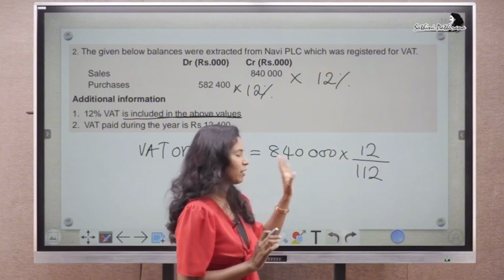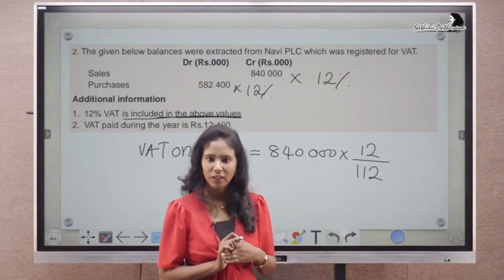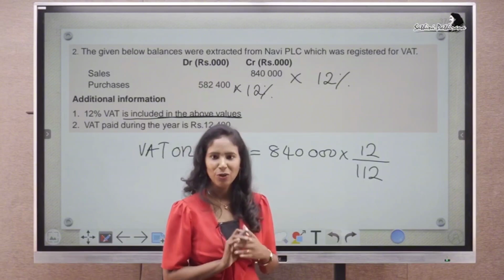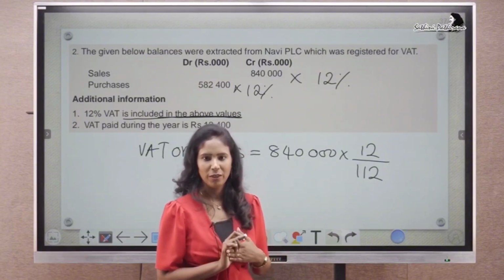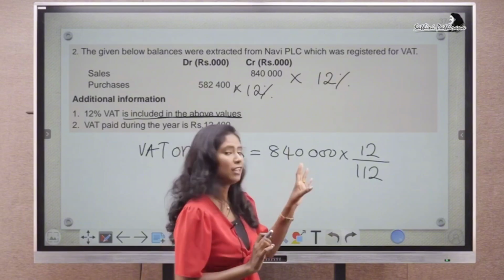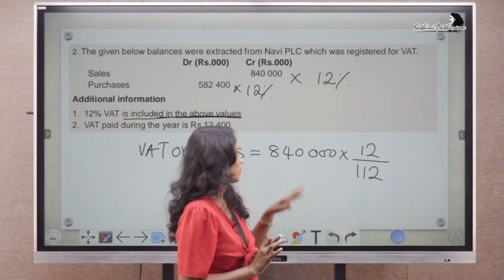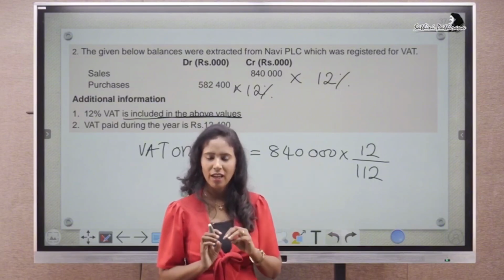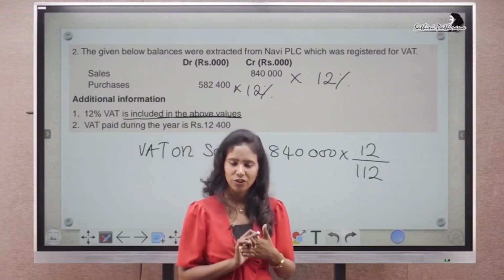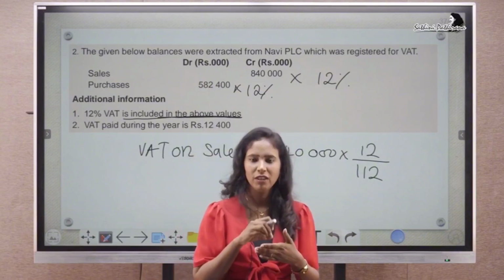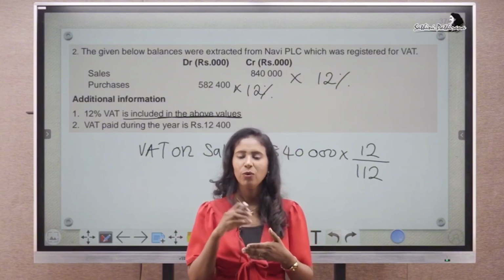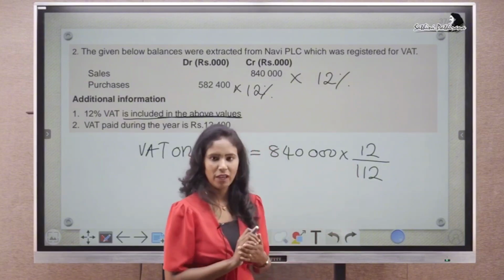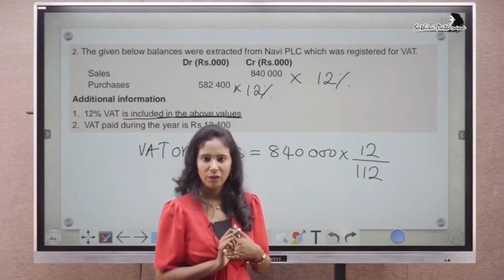If the VAT percentage is 20%, then how do we write, children? Then 840 into 20 over 120. If your VAT percentage is 30%, then how do we write? 840 into 30 over 130. Like that, you need to check in your question whether the given amount includes VAT or is without VAT. If it is including VAT, this is how you should write to calculate your VAT amount.